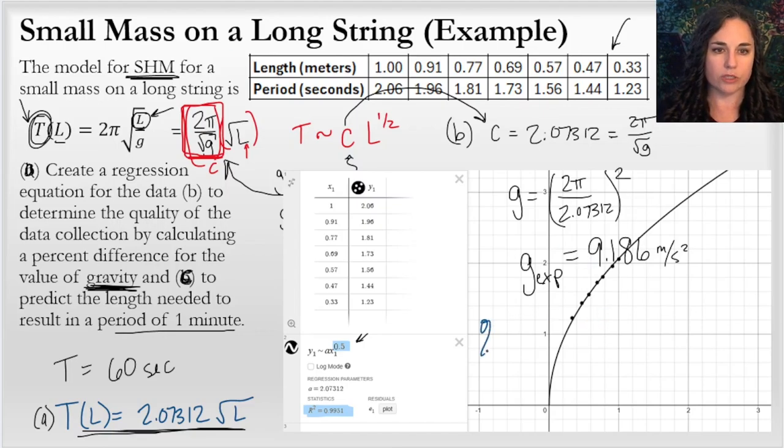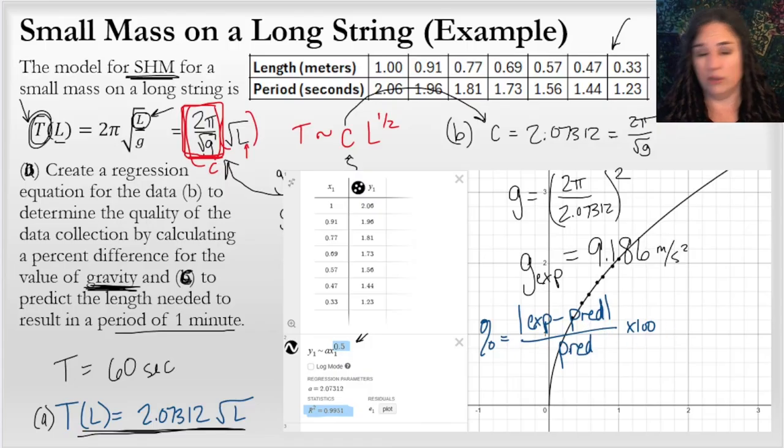In order to calculate percent difference, we're going to take the absolute value of the experimental minus the predicted, and then divide by the predicted, and then multiply by 100. Your teacher may not have you do the absolute value. We can look at this and already see it's below the value that we expect, so I know there's a negative sign. So what? I want to know how far off is it, not whether it's below or above.